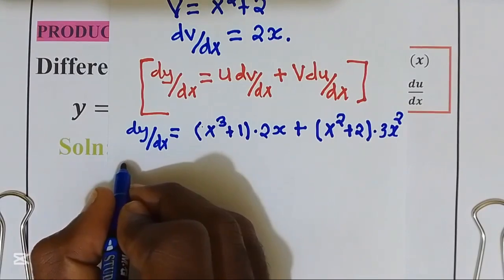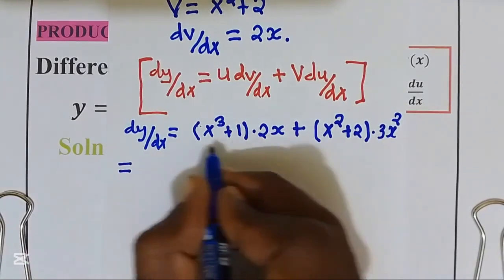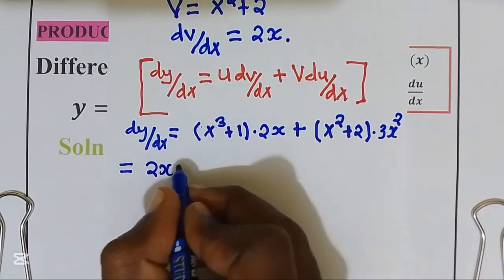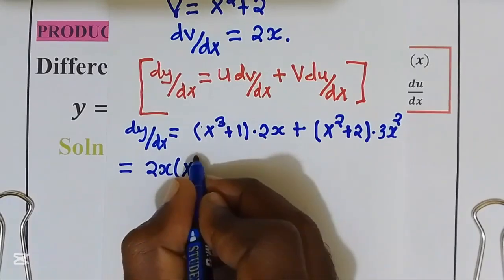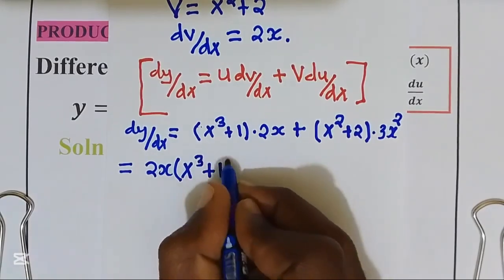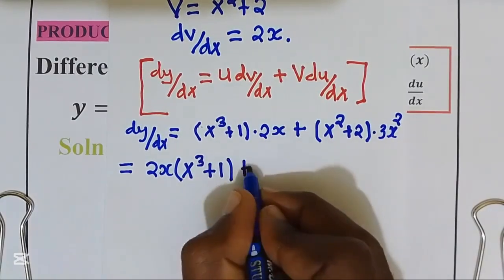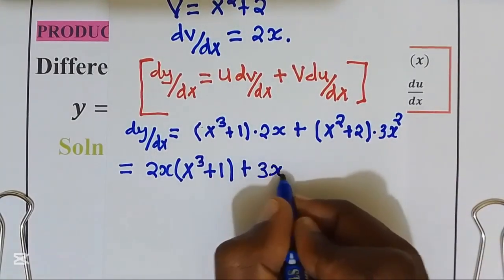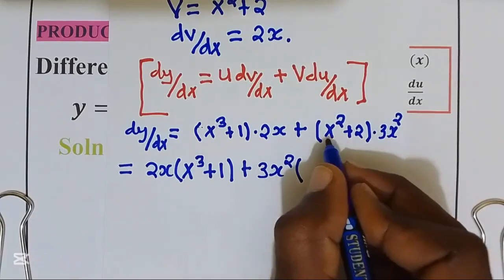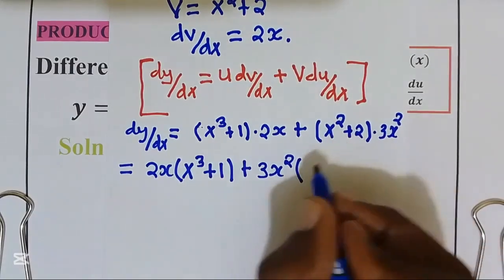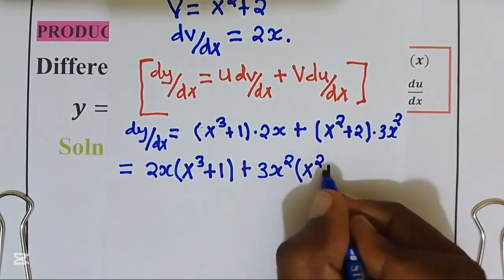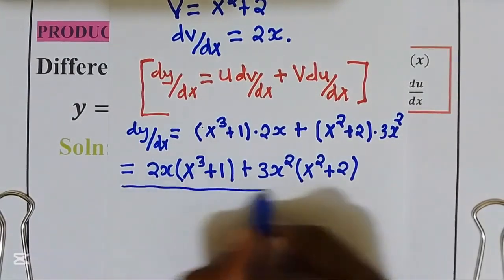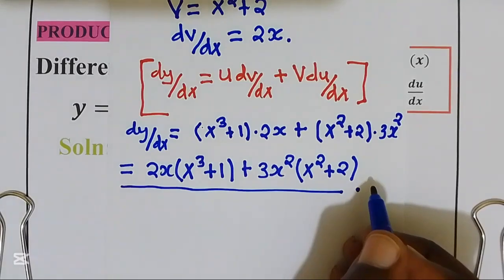So our answer is equal to, let us arrange it properly. I'll start with 2x in the bracket, x cubic plus 1, plus, I will start with 3x square in the bracket multiplied by x square plus 2. And this is our answer.